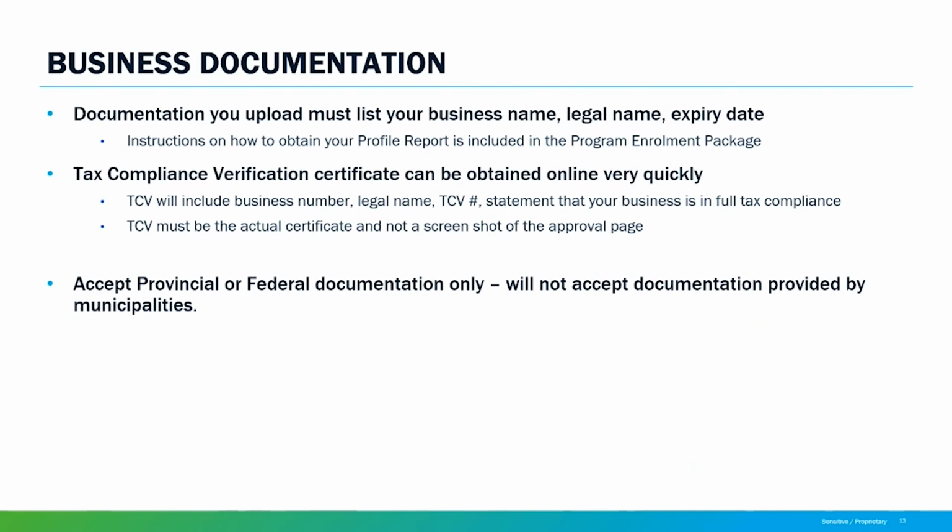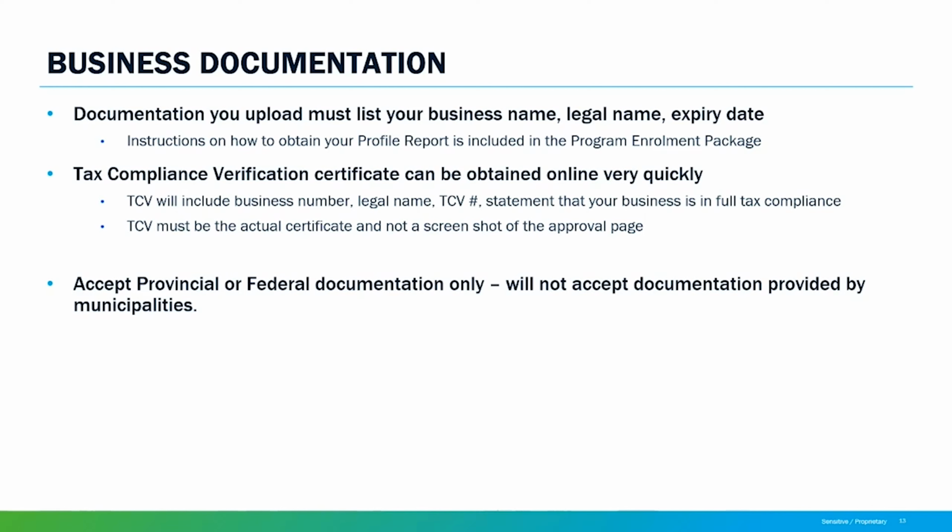The details of all the required documentation to be uploaded during enrollment can be found in the program enrollment package. The documentation required is different for a public fleet facility versus a government or police facility. Please ensure that your business documentation that you upload during the enrollment process includes the owner name, business name, and legal name, and that all the information matches the information you entered during the enrollment process.